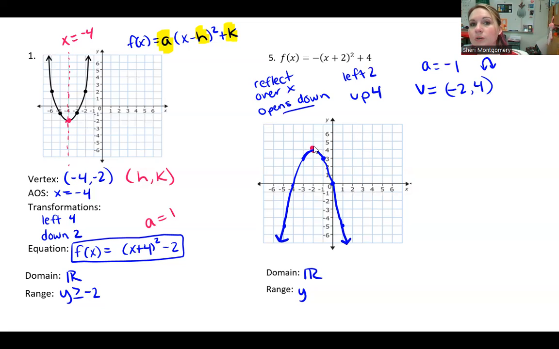For the range, you can always start from your vertex. Is your graph above or below? Below. So below means less than or equal to. And then what's the highest that it goes? 4. That is it for question 5 and the front.